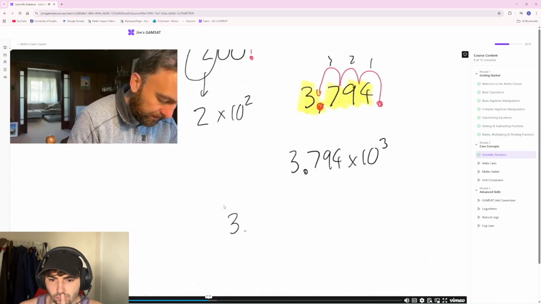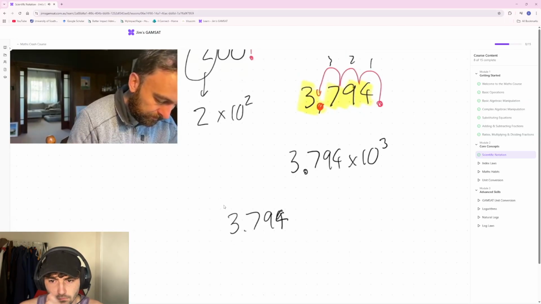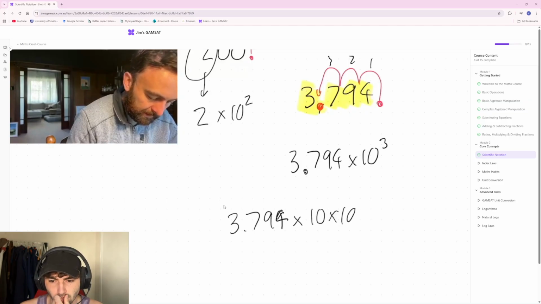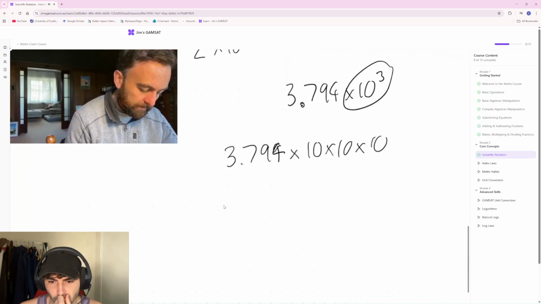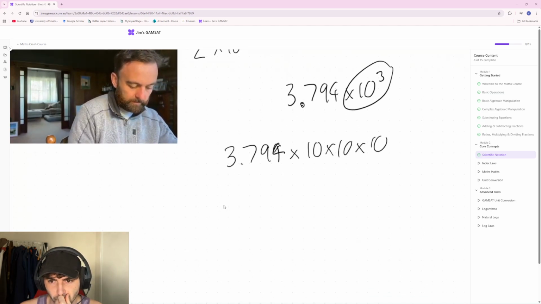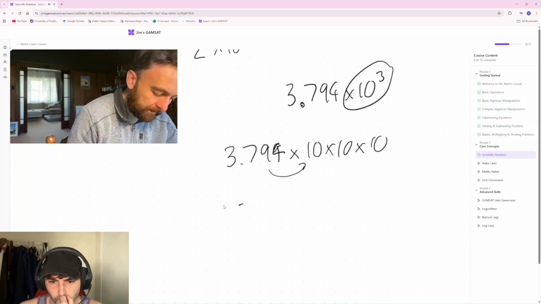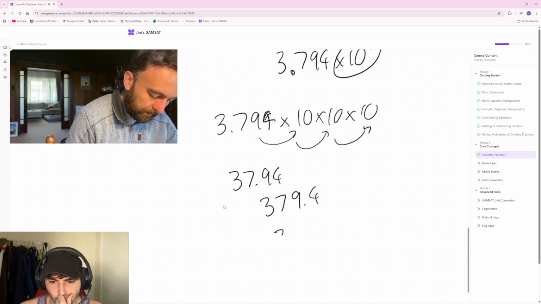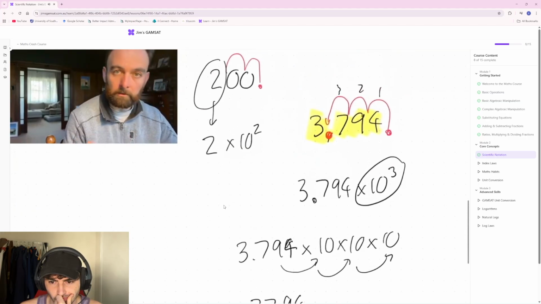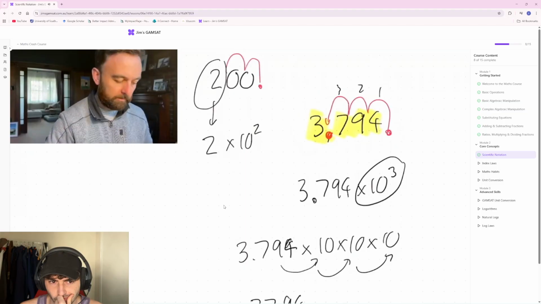this again. It's 3.794 times 10 times 10 times 10, right? Because we've got 10 to the 3. So what happens if we do this once? If we do this first step, that's going to become 37.94. If we do it again, it'll become 379.4. And if we do it one last time, we get 3,794, which is our original number. So just to show you again that we're just representing numbers in a different way.